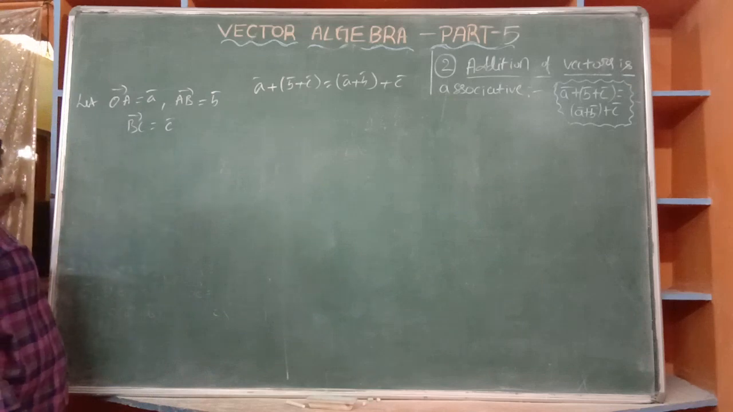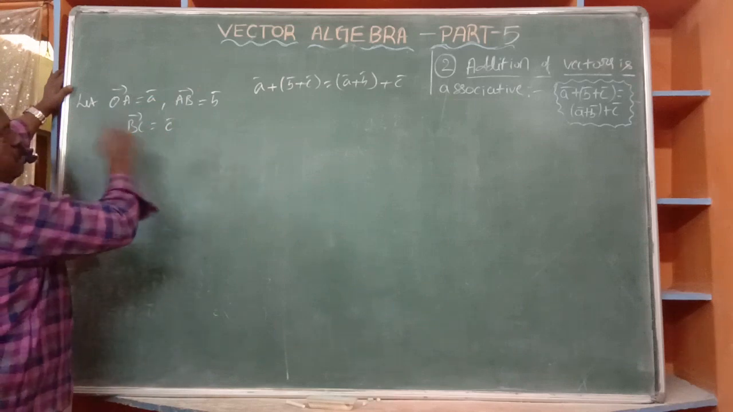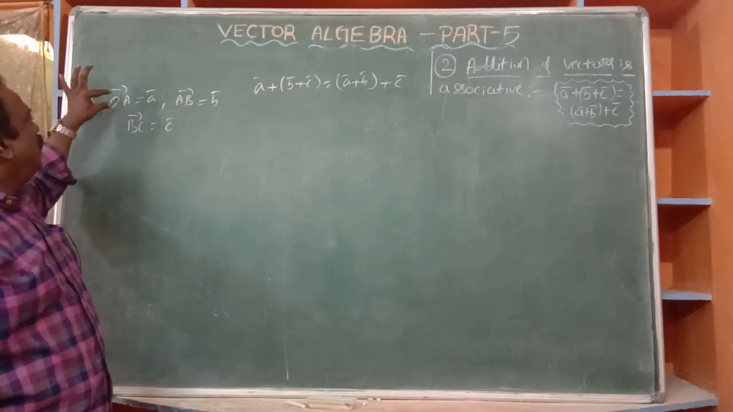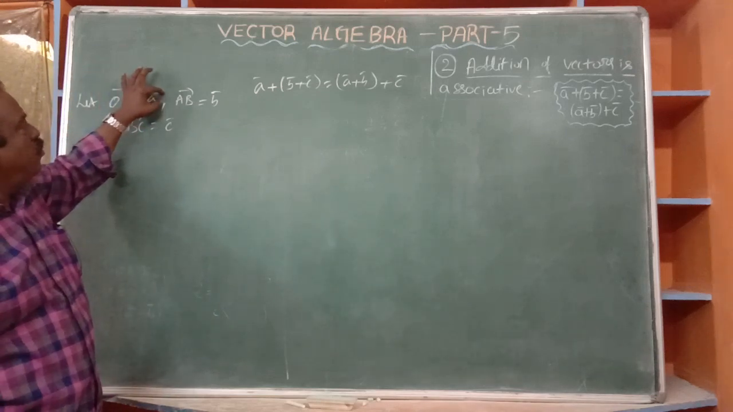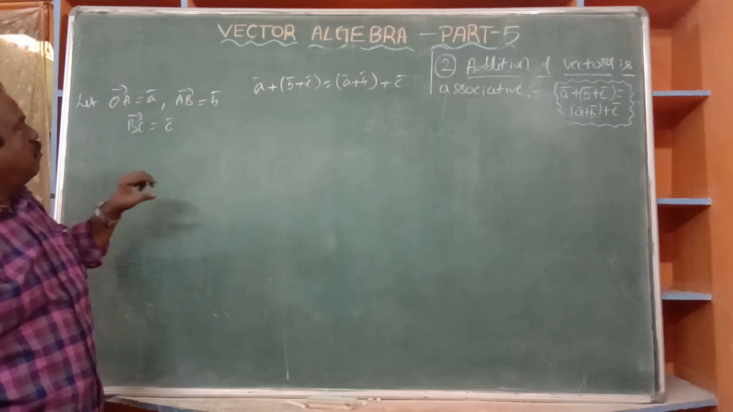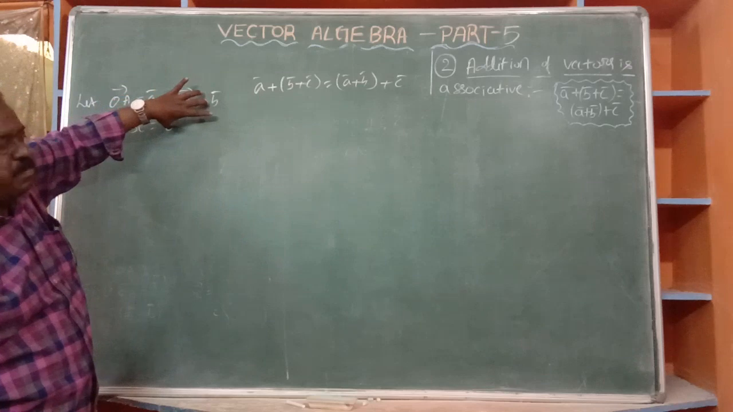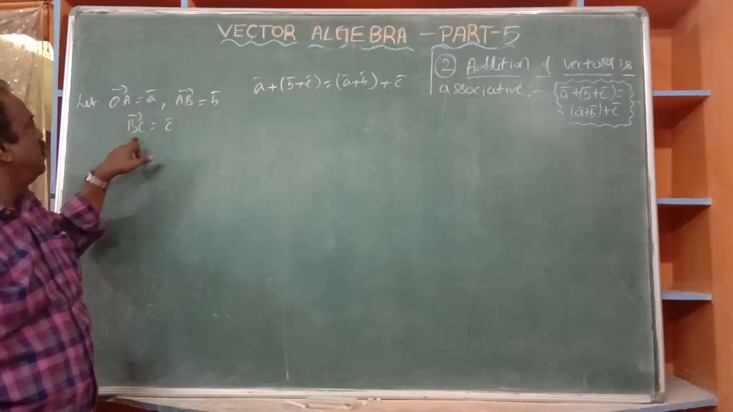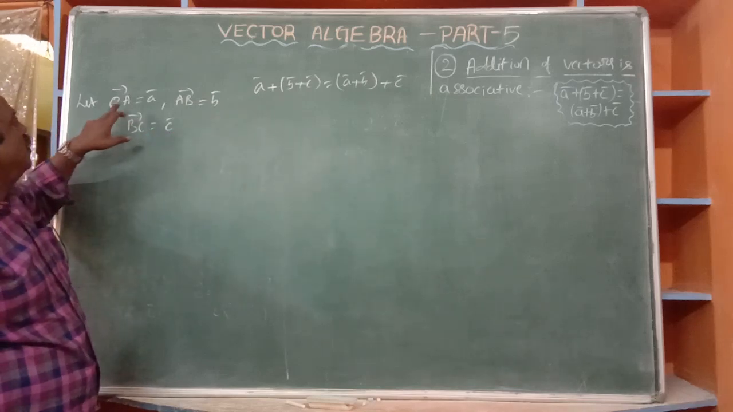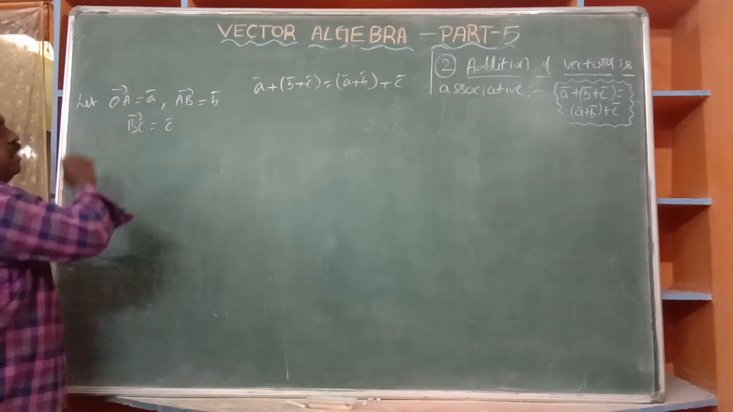To prove this associative law, let OA bar is equal to A bar, AB bar is equal to B bar, BC bar is equal to C bar. Every time we may feel, sir, why don't you take OB bar is B bar and OC bar is equal to C bar? It is wrong. Why? Because B bar is added with C bar. If you make the addition of B bar and C bar, terminal point and initial point, you observe, B and B are the same. If you add A bar and B bar, A and A, terminal and initial. With that condition, I am taking it like this.